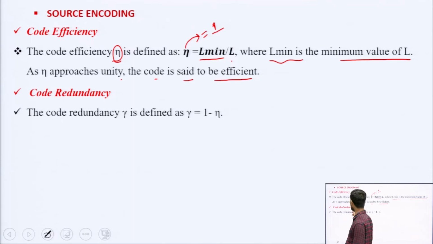Now, what is code redundancy? The code redundancy, which is represented by gamma, is defined as gamma equal to 1 minus eta. That is, code redundancy equals 1 minus code efficiency.